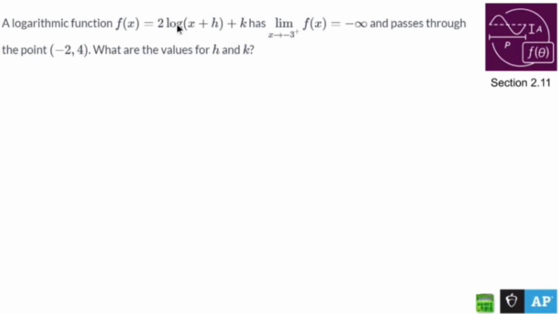This is what I know. Whenever I have to deal with graphing logs and it looks like that, I'm going to compare it to its actual form, f of x equals a log base b of x plus h plus k. It's actually x minus h.